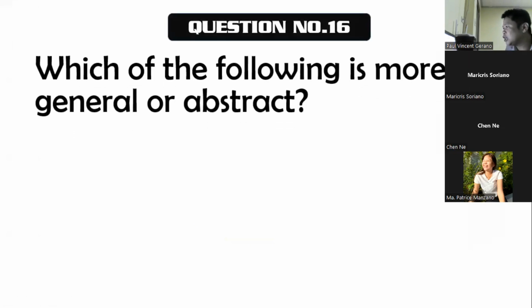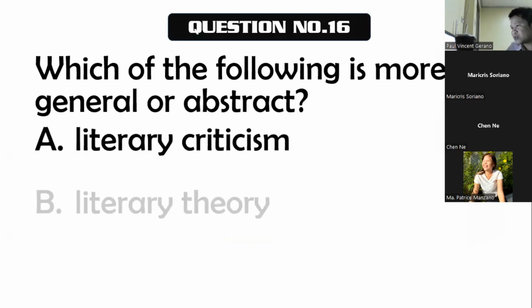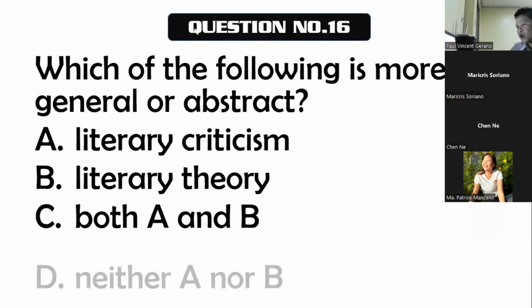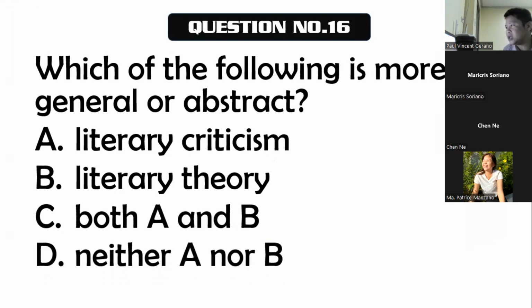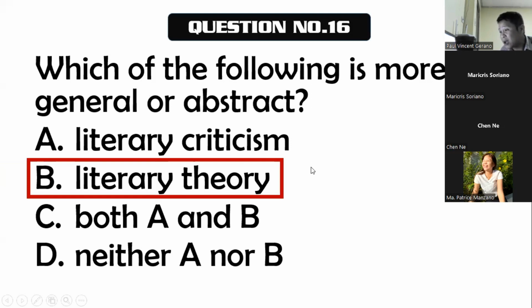Number 16. Which of the following is more general or abstract? A. Literary criticism. B. Literary theory. C. Both A and B. D. Neither A nor B. Which is more general or more abstract? In other words, saan dito yung higher na concept? And saan dito yung specific na concept? Correct. Letter B, Beverly, is correct. Literary theory is more abstract because this concept is higher, right? Literary criticism is based on literary theory. Okay, kasi theory so abstract, general.